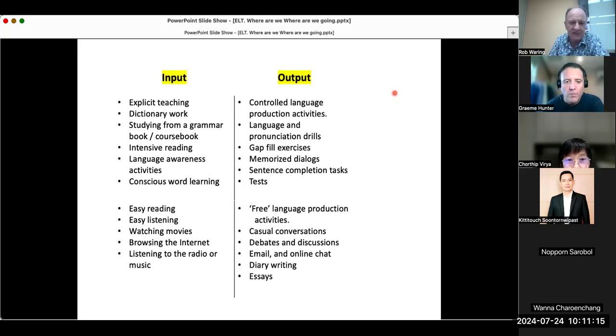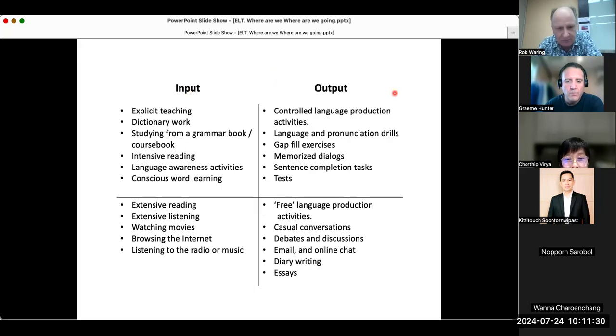The stuff on the left is input. So this is largely, for example, reading and listening. And on the right, you've got speaking and writing, generally speaking. So there's also a difference between top and bottom. Can anybody work out how the activities on the top are different from the activities on the bottom?